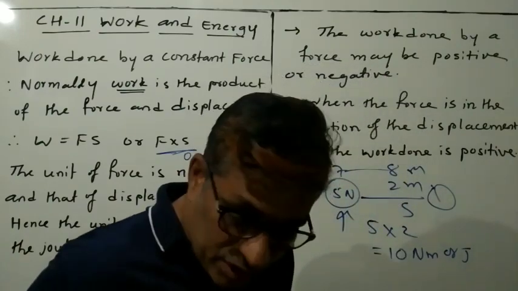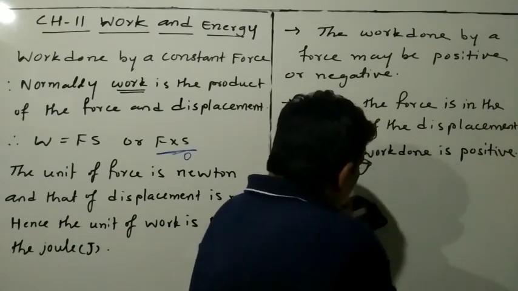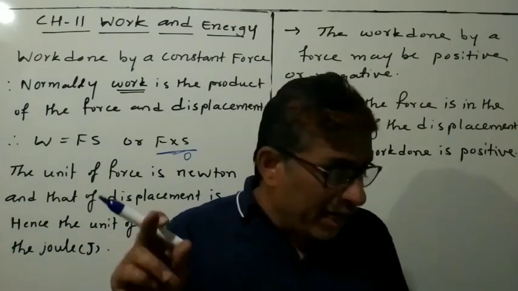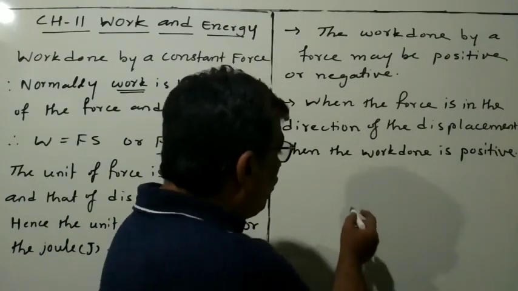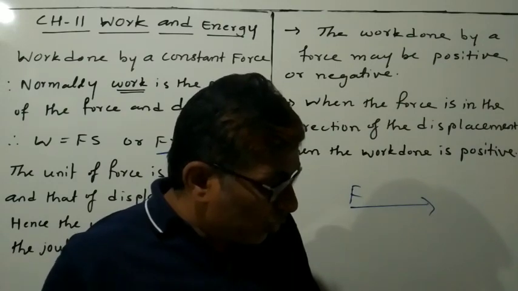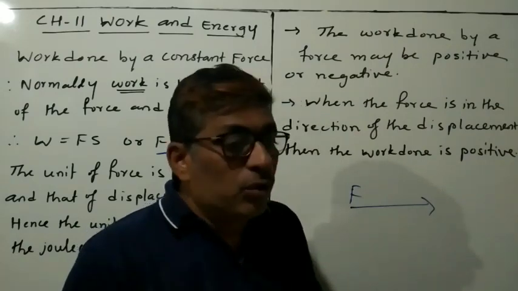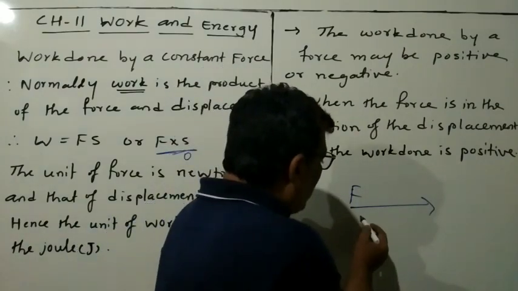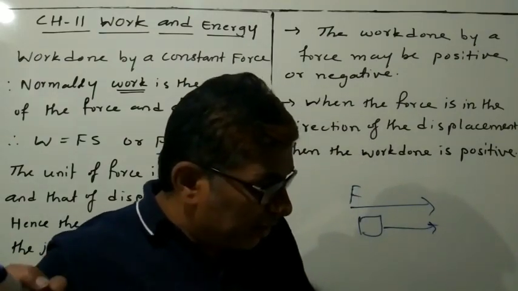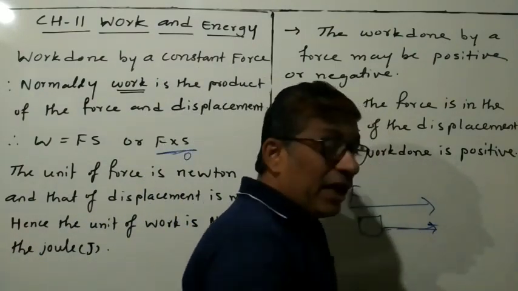Now consider another situation in which the force and displacement are in the same direction. Okay, force as well as displacement in the same direction. For example, a baby is pulling a toy car parallel to the ground. Here the toy car will be there, and it is dragging parallel to the ground. So the baby exerted a force in the direction of the displacement of the car. Okay, the car is displaced like this.